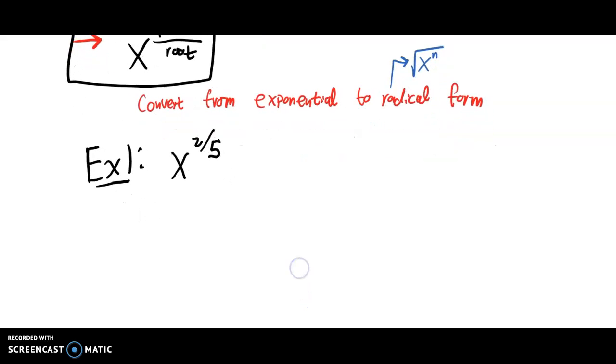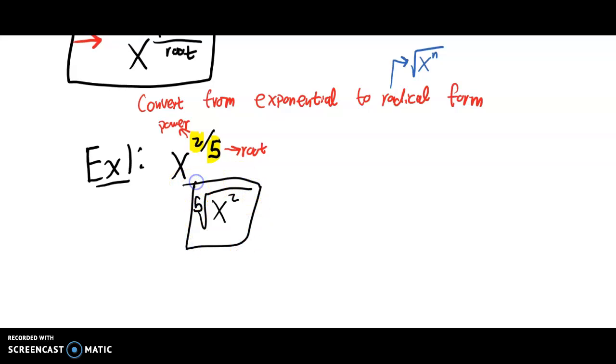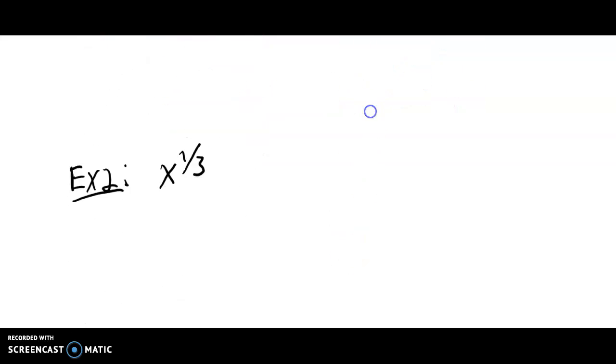All right, let's check out our first example. Okay, we got to convert x to the power of 2/5. The 2 is our power, and the 5 is our root. So I have x squared, the 5th root of x squared is just our final answer here. Both these expressions mean the same thing. It is two different ways to express the same idea.